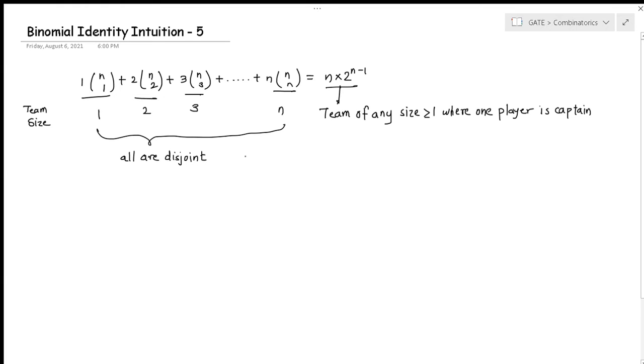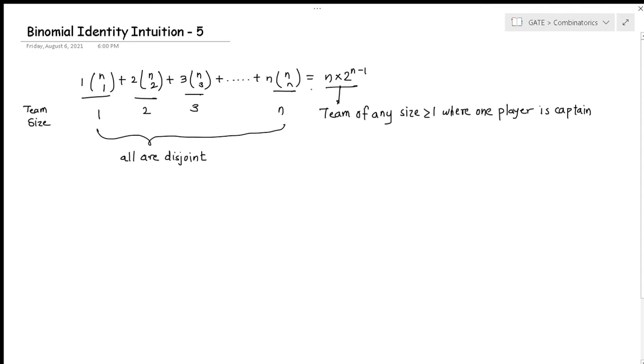Today we'll be talking about one of the most used binomial identities, which we see many times, and it helps in many ways for the optimization and the reduction of a problem into simpler problems, right? So the identity goes like this: 1 into nC1 plus 2 into nC2 plus 3 into nC3 up to n into nCn equals n into 2 raised to n minus 1.